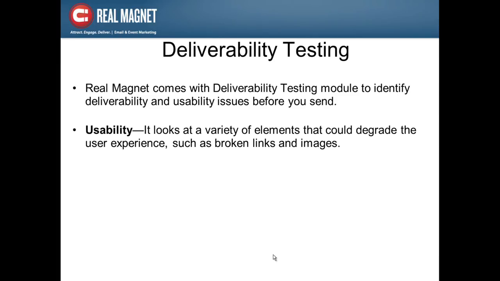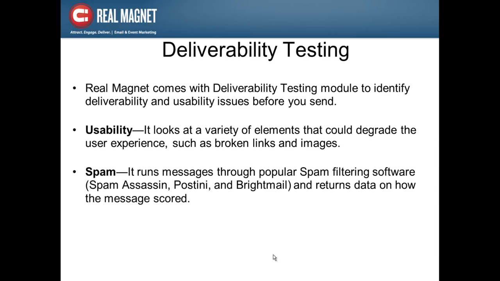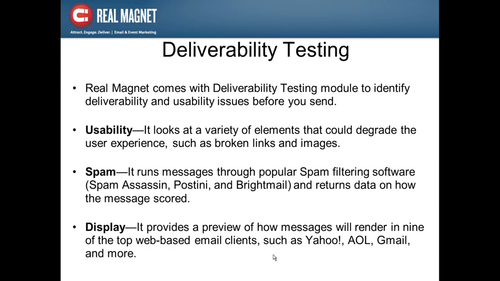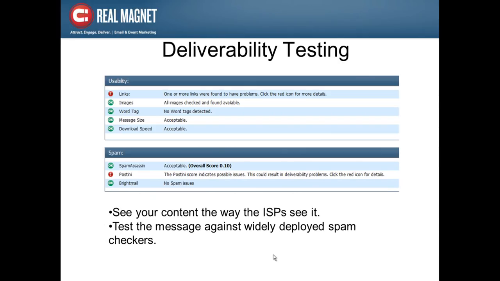It looks at usability, things that might degrade the user experience like broken links or images that don't appear. It takes a look at 3 different spam scoring modules that are quite popular on the internet. We run them through those content filters and return data on how well your message did. And it'll show how your email is rendered in the most popular email clients, the big free inbox providers, and a few more besides. Here's a screenshot from the standard deliverability testing module.